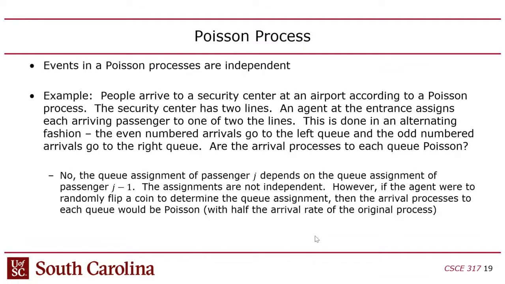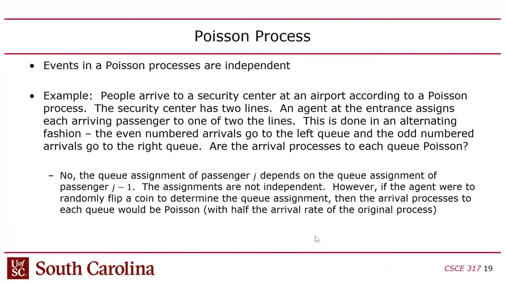Makes sense. Every time someone arrives, you send them to the other line. Even numbered arrivals go to the left queue, and the odd numbered arrivals go to the right queue. Are the arrival processes to each queue Poisson?